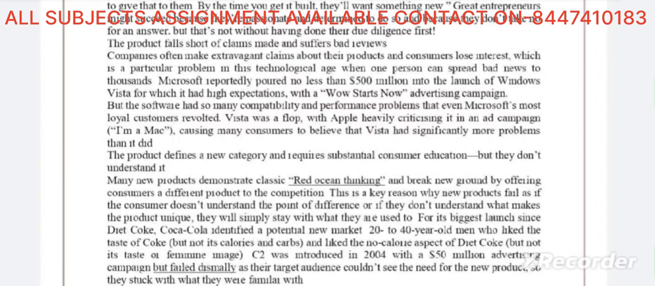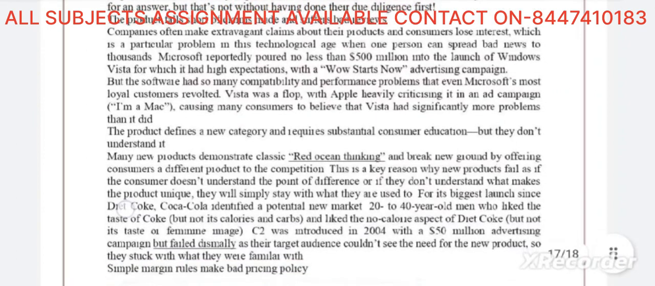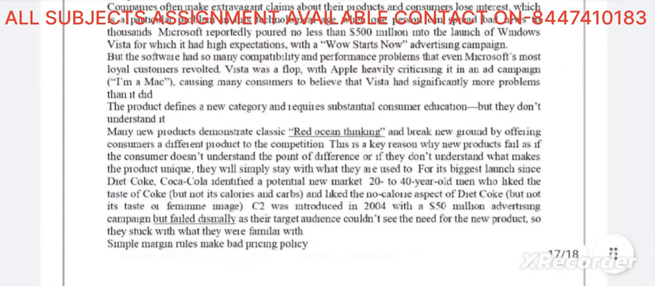Vista was a flop, with Apple heavily criticizing it in an ad campaign, "I'm a Mac," causing many consumers to believe that Vista had significantly more problems than it did.